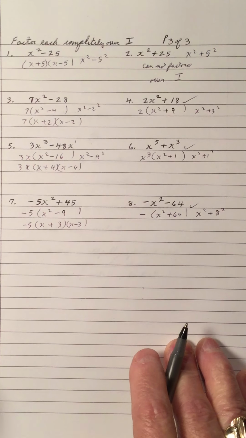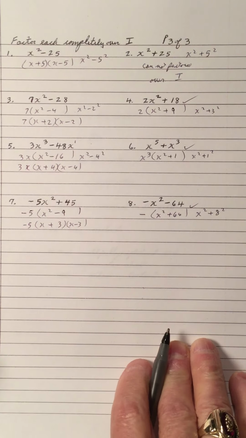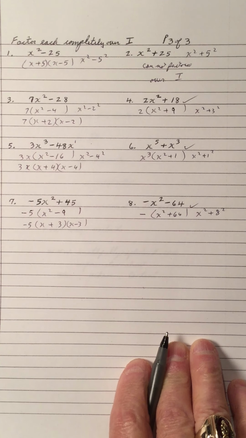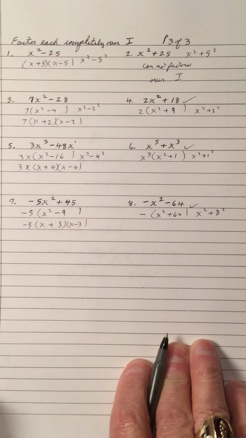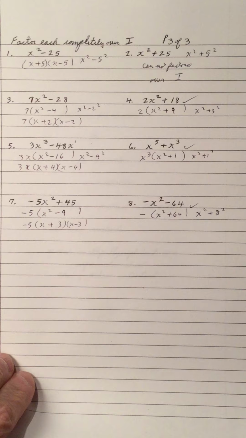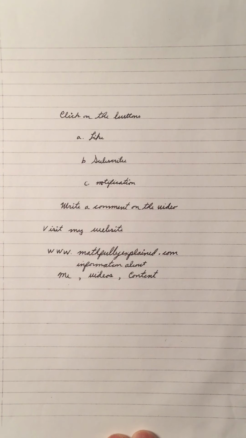So just a review on the difference of two squares as opposed to the sum of two squares. We cannot factor the sum of two squares over the set of integers. Remember that. Ask your teacher. Do more examples. That brings us to the end of this video.